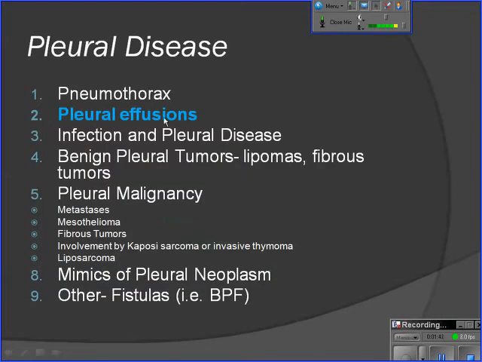So this is a bit of a breakdown of what I'll be talking about today. I put pneumothorax there, pneumothoraces, just for completeness' sake, but I'm just going to skip that altogether and start with talking about pleural effusions. Then I'm going to talk a little bit about infection and pleural disease, benign and malignant pleural tumors, and then mimics of pleural neoplasm, as well as fistulas that involve the pleura.